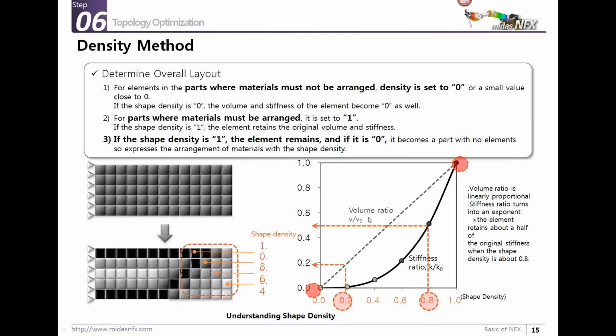So the volume ratio is proportional to the shape density. If the shape density decreases, the volume ratio will decrease in the same way. But the stiffness ratio is not exactly proportional. So, for example, if you decrease the average shape density of your model to 0.8, so you suppress some parts, you see that the stiffness ratio becomes around 0.5.